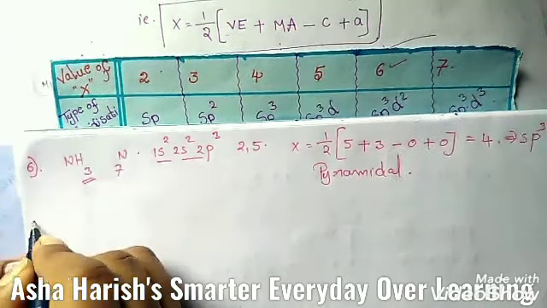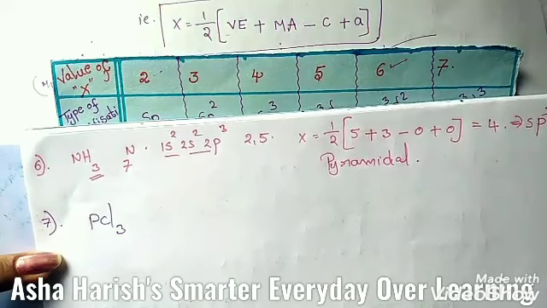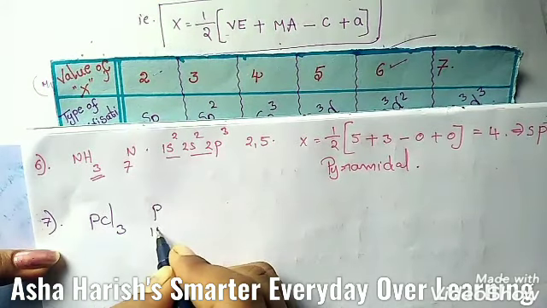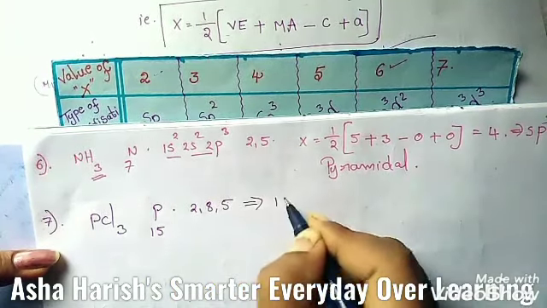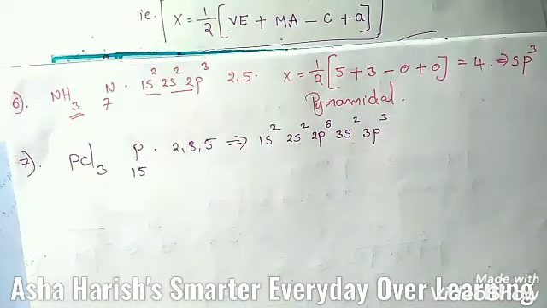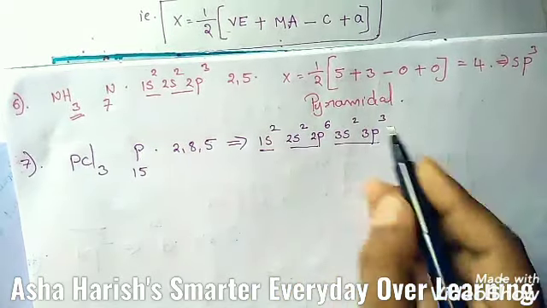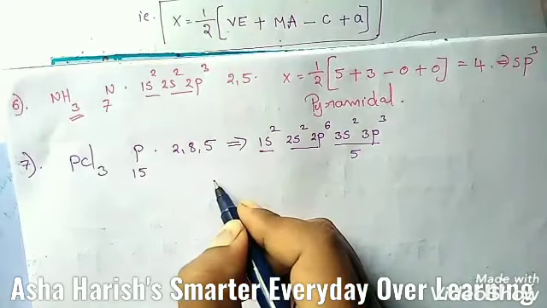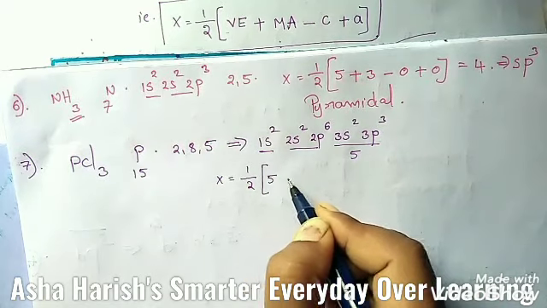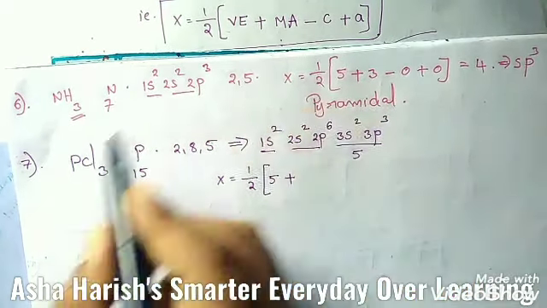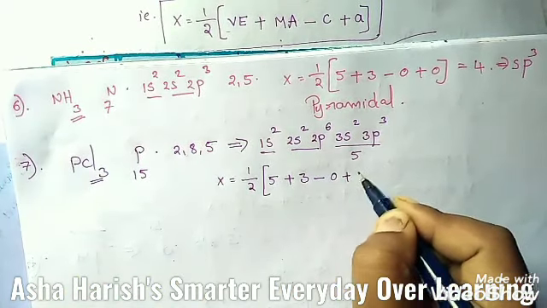Let's see the seventh example, PCl3. Again we have phosphorus here. Phosphorus 15, its electronic configuration is 2, 8, 5, that is 1s2, 2s2, 2p6, 3s2 and 3p3. These 5 are the valency electrons. For this you can calculate the X value, half into these valency electrons, 5 electrons, plus monovalent atoms, here 3 monovalent atoms, minus no ions means 0 plus 0.